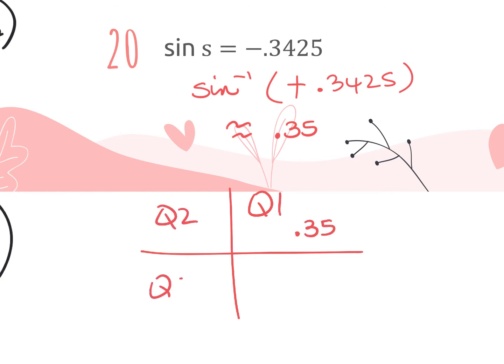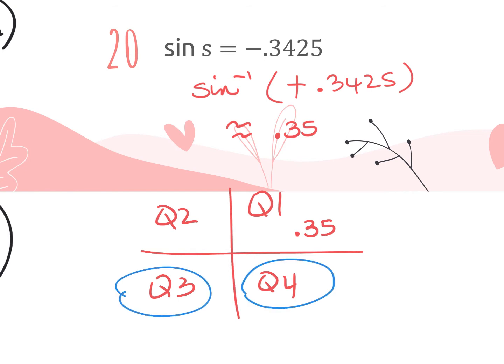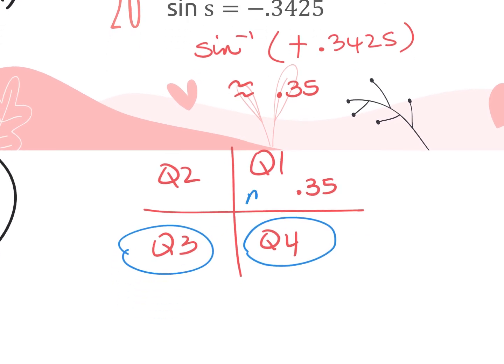Quadrant 2, quadrant 3, quadrant 4. I need to see in which quadrants sine is negative. Sine is negative here and here, if you do your "All Students Take Calculus." The answer I got is not the answer to the question. It's just my reference angle.